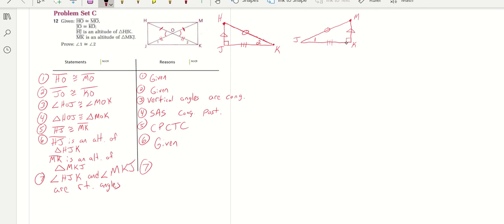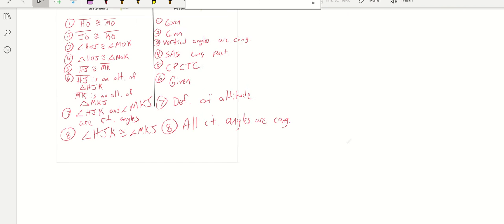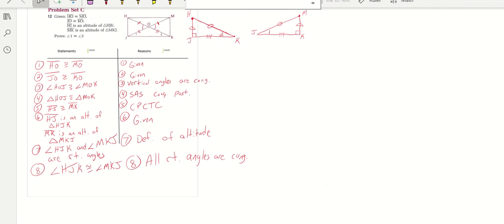What do you think the reason is? Definition of altitude. Well, if we have two right angles, those right angles have to be congruent to each other. So how do we know that angle HJK is congruent to angle MKJ? All right angles are congruent. So there you go. HJK must be congruent to MKJ. All right angles are congruent.